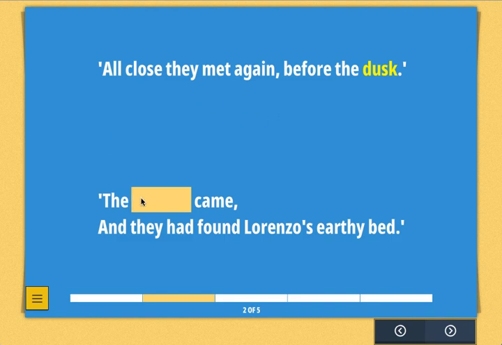And the second one from the end section of the poem: "the evening came and they had found Lorenzo's earthy bed." So the irony of them meeting in dusk and night time being a time of safety and security for them, but also nighttime having those more sinister, threatening connotations of darkness and terrible things happening. And obviously in this very gothic scene toward the end of the poem, when she's digging up the body, it is inevitably evening when they discover Lorenzo's earthy bed.